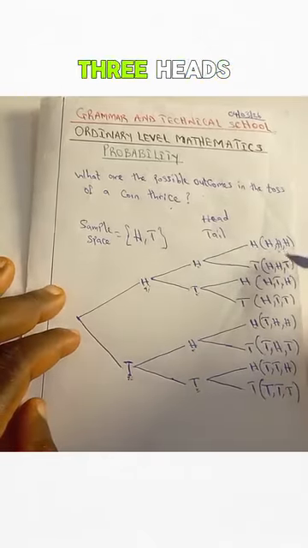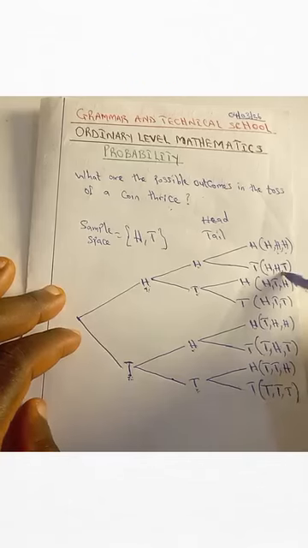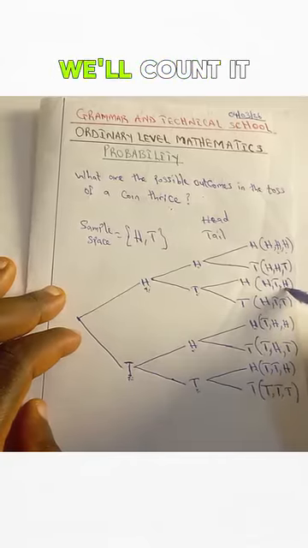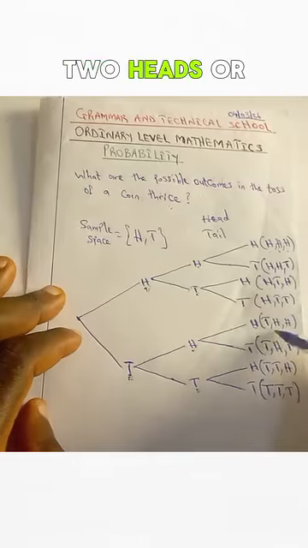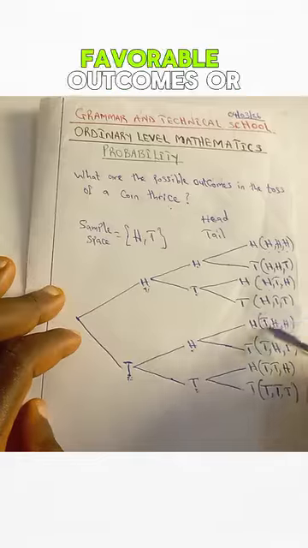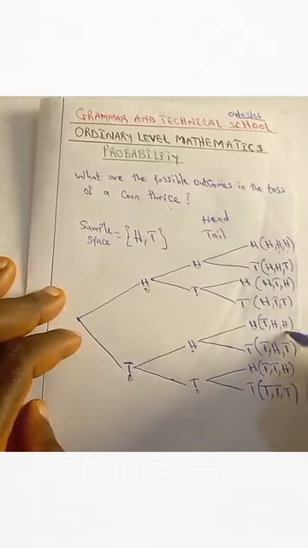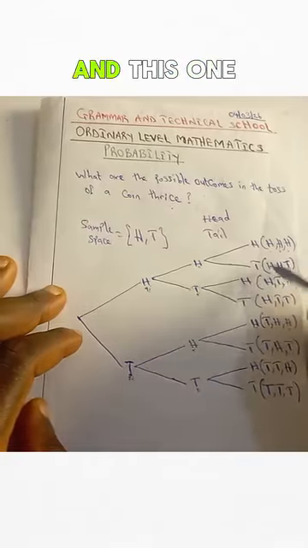This one gave 3 heads. This one has 2 heads, so we'll count this as 1. This one has 2 heads, head and head, we'll count it as 2. And this one also includes 2 heads. So we have 3 favorable outcomes, or 3 outcomes that favor 2 heads: this one here, this one here, and this one here.